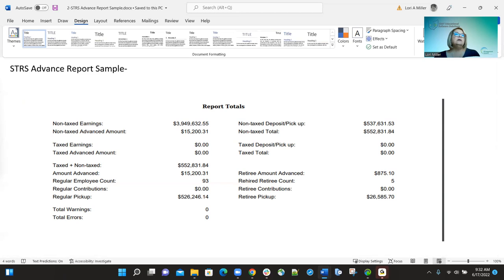Are there any other suggestions or any other questions you have regarding the advance balancing and the STRS advance itself?